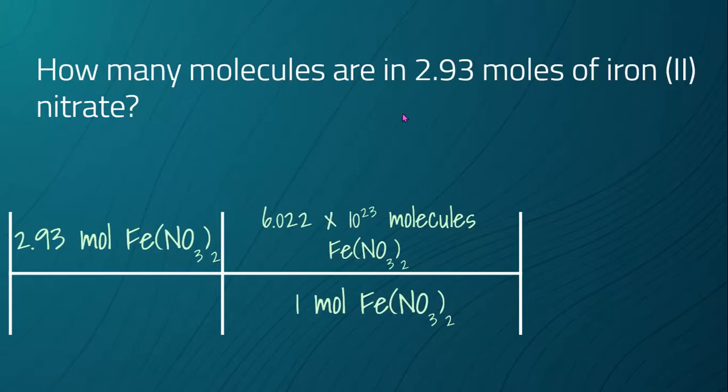2.93 times 6.022 times 10 to the 23rd divided by 1 would get you an answer of 1.76 times 10 to the 24th molecules of iron 2 nitrate. Again, please plug this into your calculator and make sure that you get the same answer. If you don't, you probably are plugging it into your calculator incorrectly.